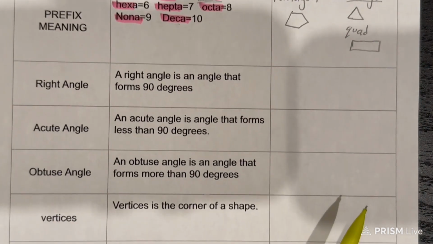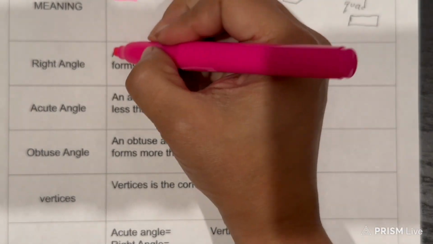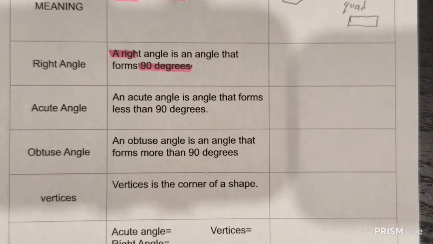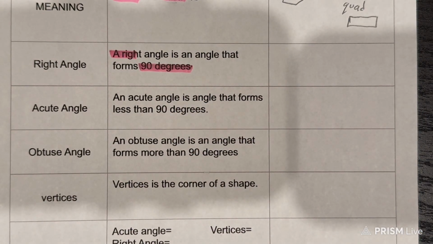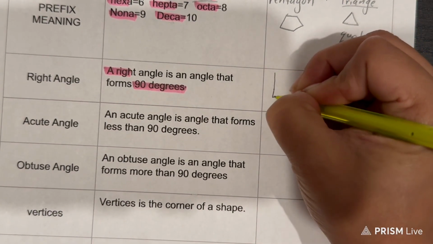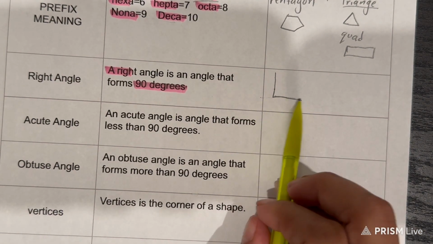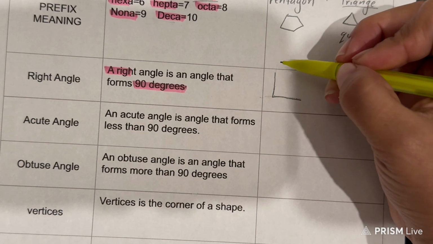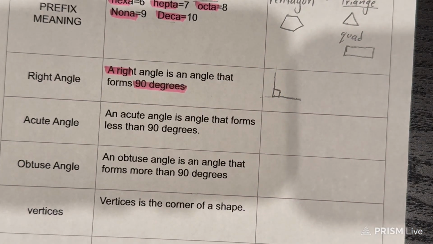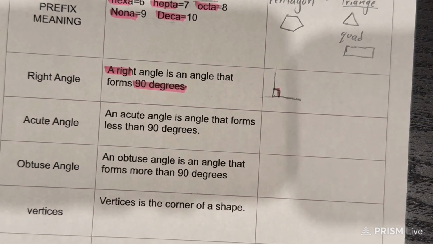Okay, next. A right angle. So now we're working with angles. A right angle is an angle that forms 90 degrees. 90 degrees. And a 90-degree angle is this. A corner that has a really flat bottom here and it goes straight up. A right angle, you're going to see a lot of the time, is going to have that mark. This lets me know that this angle right here forms a perfect square.